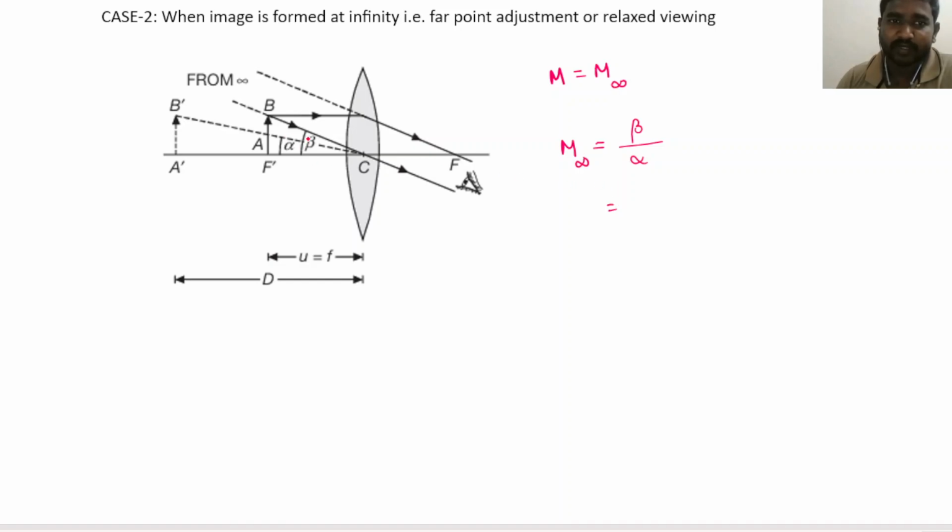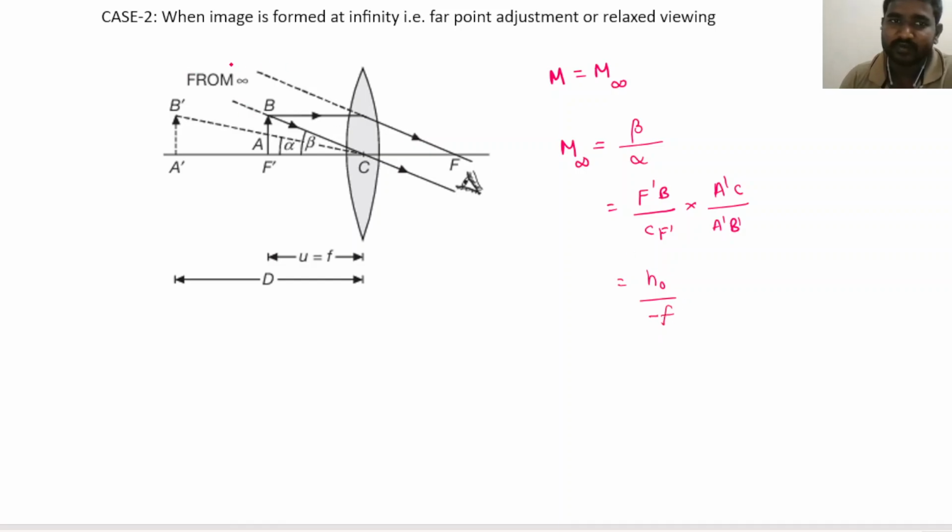Now you can see the beta value. For beta, you can apply tan: F dash times b divided by C times f dash. Alpha is nothing but a dash b dash divided by the adjacent, which is a dash C. So F dash b is nothing but the height of the object, h naught. And C f dash is the focal length of the lens, which you can take as minus f.